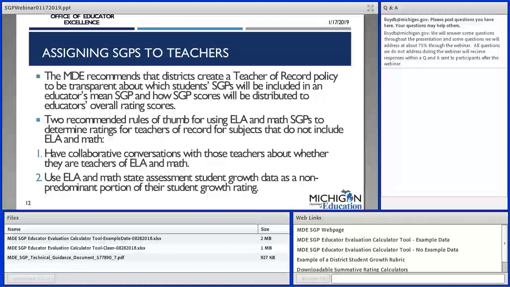Two recommended rules of thumb, just recommendations and not requirements, for using ELA and math SGPs to determine ratings for teachers of record for subjects that don't include ELA and math. First rule of thumb is have collaborative conversations with those teachers about whether or not they are teachers of ELA and math. If you haven't yet had that conversation, it's a good and productive conversation to have, and can often mitigate problems or difficulties before they get to be much larger ones. And number two, use ELA and math assessments, student growth data, as a non-predominant portion of their student growth rating.